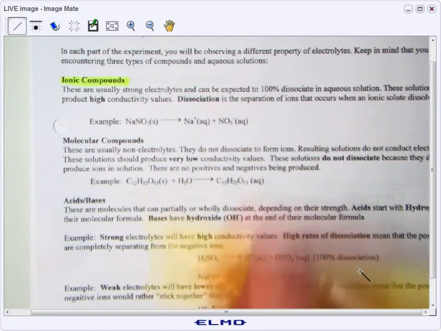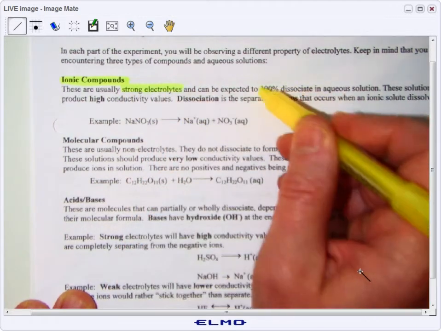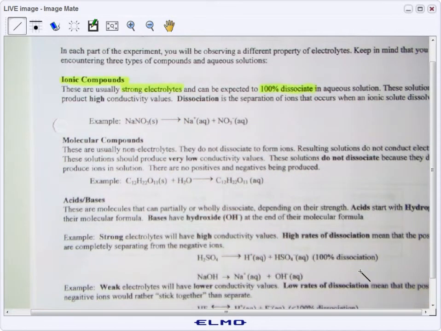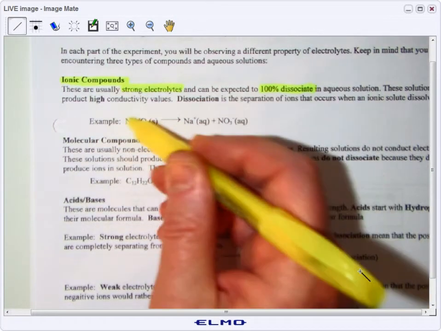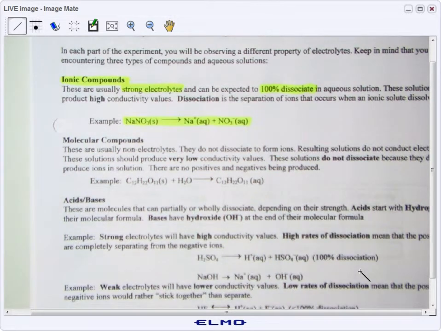They're ionic. They're strong electrolytes because 100% of them split up. Okay, and they give you an example here. They show you how they split up into their ions. We've done that before. It might have been a while, but we've done that before.